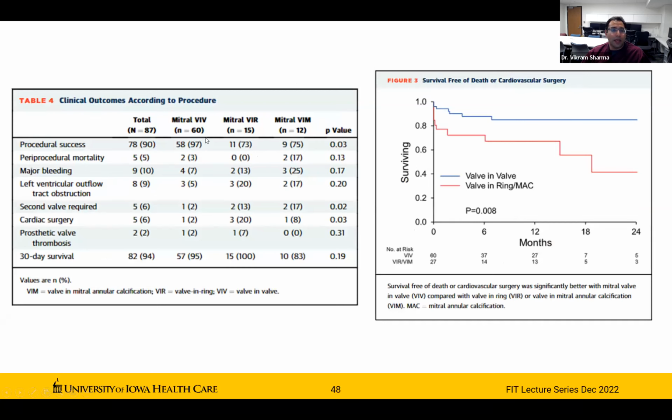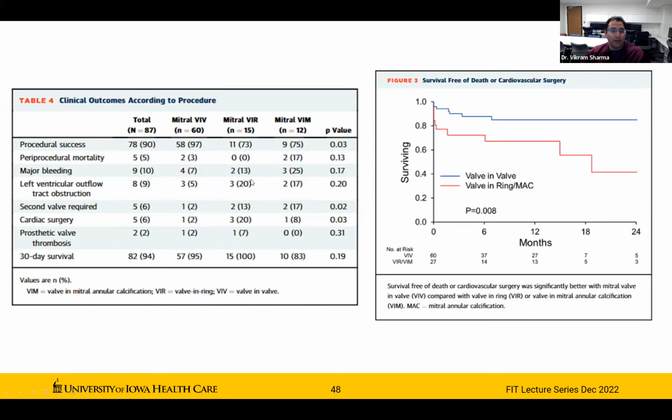Basically, it looked at three major groups: transcatheter mitral valve in valve replacement, transcatheter valve in ring, and transcatheter mitral valve in MAC. The majority of the patients in this study were valve in valve. The procedural success was really high, like 97%, but in valve in MAC, the procedural success rate was down to 75%. There was a high procedural mortality in the valve in MAC population, 17%. There's also a greater risk of bleeding in these patients.